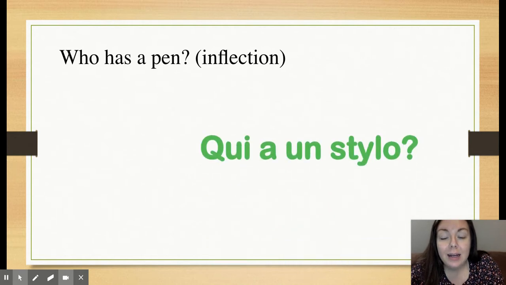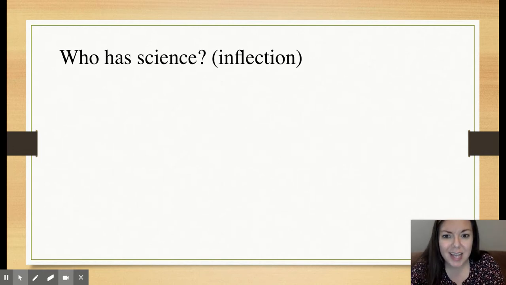So, qui a un stylo? So we have who always at the beginning of the question, followed by the verb, who has a pen. Who has science? So exact same question pattern, now just replacing pen with science. Pause.